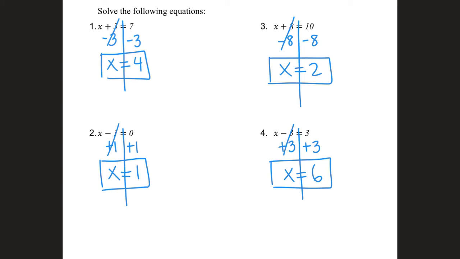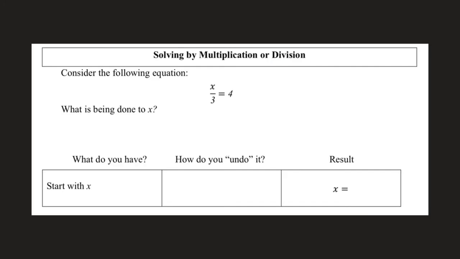So when we're doing something with addition, the opposite is subtraction. If we have subtraction, the opposite is addition. They go back and forth. So in these problems, we're talking about multiplication and division.